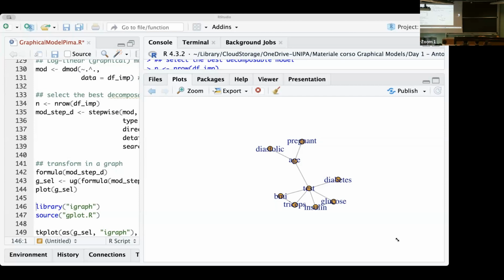Can you tell me something about this model? Now you know about the graph, you know about conditional independence. You need to interpret this model. So you go to the doctor who asks you, look, I have this problem with this woman. I want to understand something. Please run a graphical model and then tell me about it. What are you going to tell me about it?